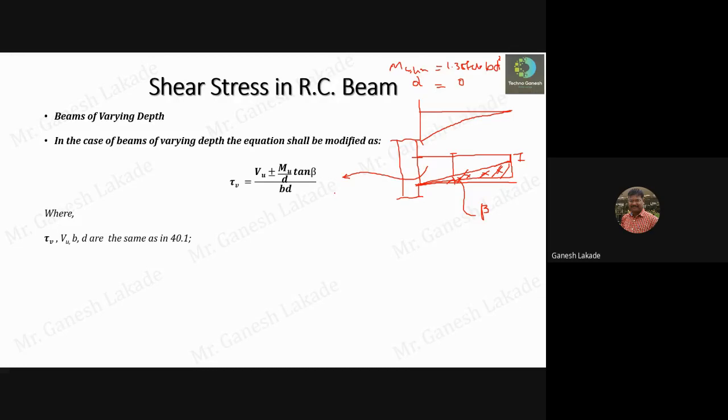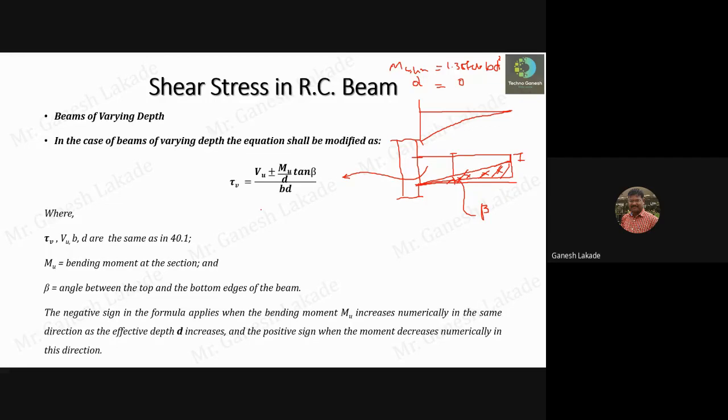Okay, tau V is the nominal design shear stress, VU is the design shear force, MU is the design moment, D is the effective depth, B is the width of the section, and beta is this angle. So these are the terminologies which we have used here. In IS 456, they have given this notification.